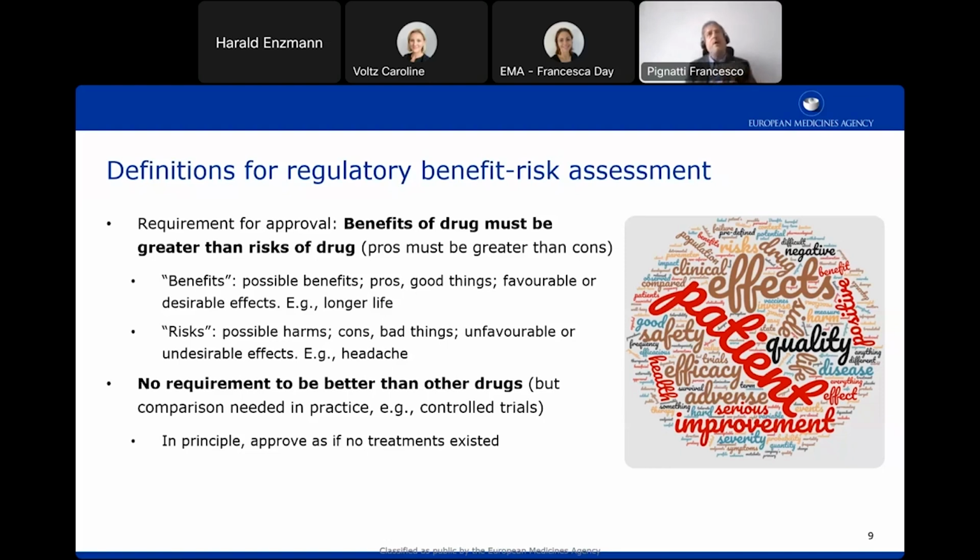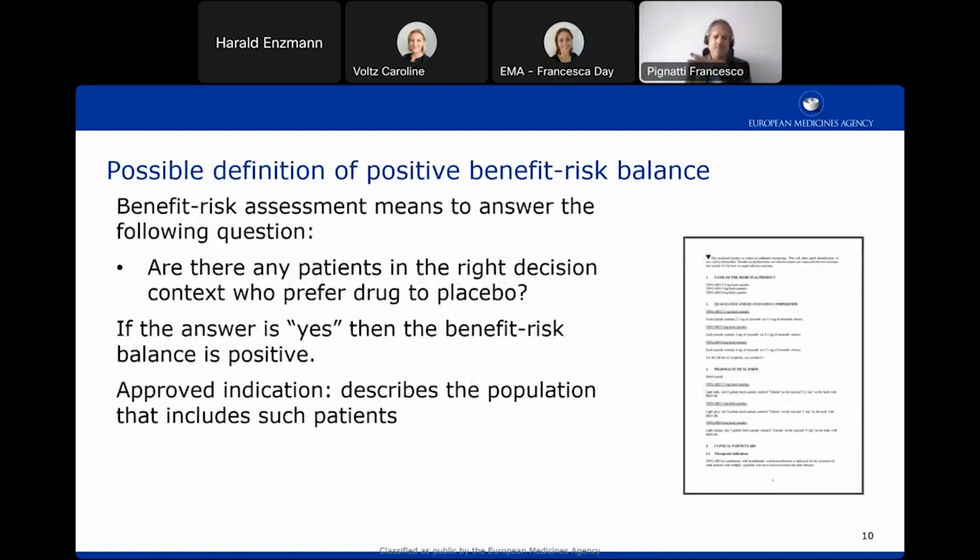Well, because although formally not required, a comparison to the drugs that exist, that are approved, is actually very convenient to establish the benefit risk. So we see this kind of contradiction: not required on one hand, but typically randomized controlled trials and so on are used to make the benefit risk assessment.